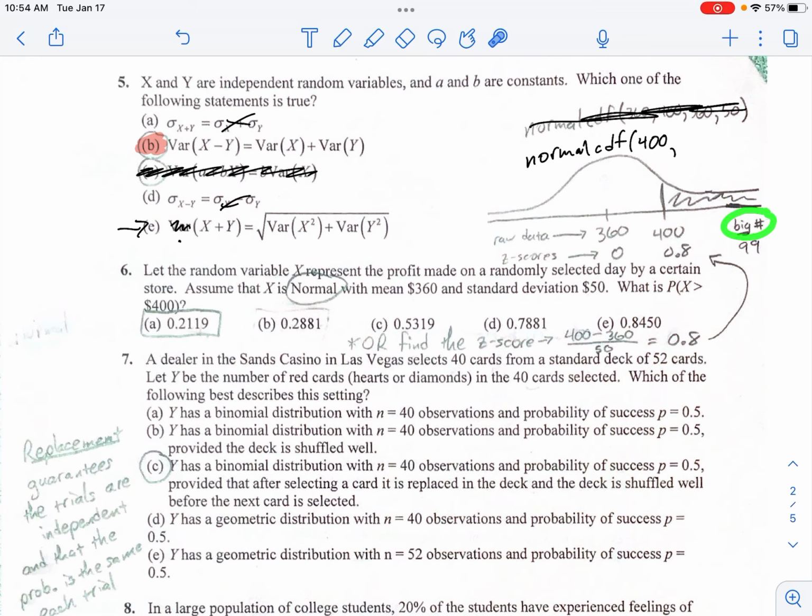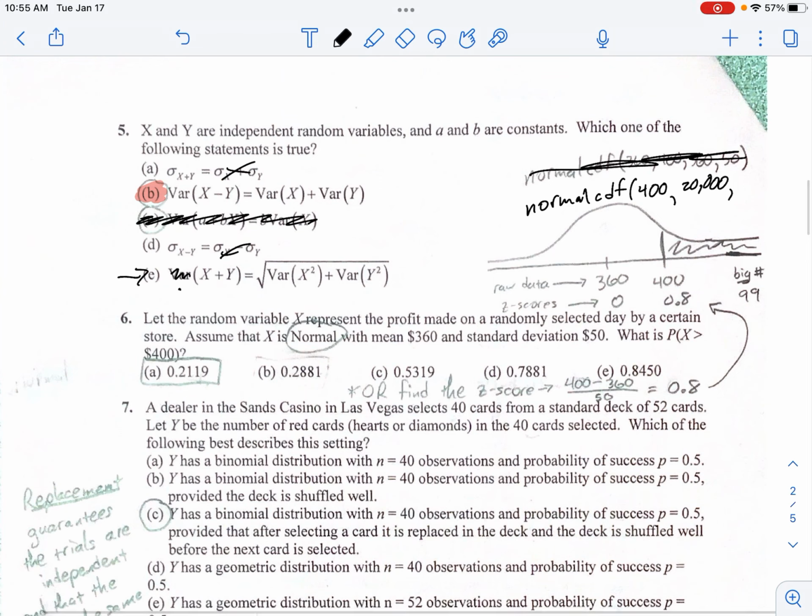Well, I put big number. Just put something so large it covers all possibilities. So put like 20,000, 30. It doesn't really matter. Just put something massive. I'll put 20 grand. A number so far out there, there's no data when you get out to that point. And then you put the average, and then you put the standard deviation, which is 50. That would work. I do know I have the right answer, but I think I typed it in wrong.